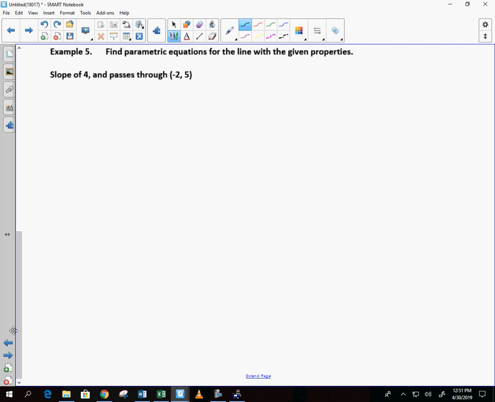It says, find parametric equations for the line with the given properties. Slope of 4, passes through (-2, 5). If I said write an equation for that line, you would say y minus y1 is equal to m times x minus x1. Now, just to review, if we use those properties, we end up with y minus 5 is equal to?